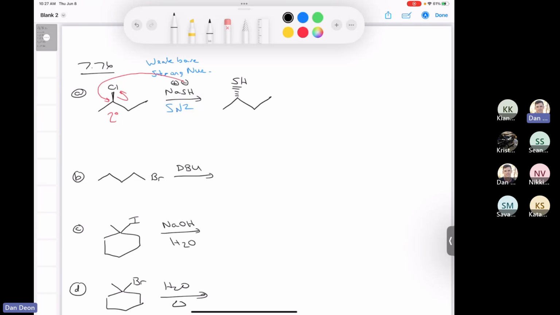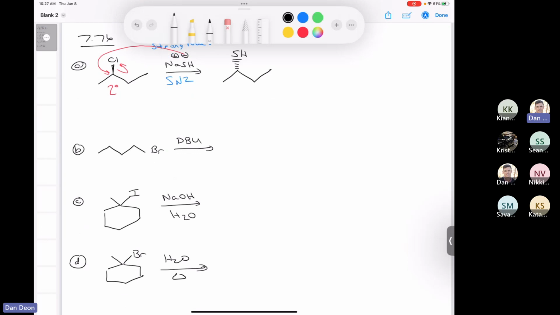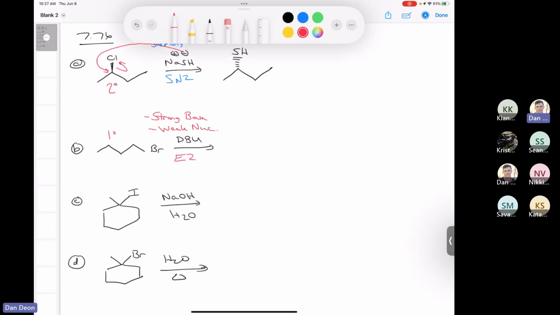The next one, we have a primary alkyl halide. So this is primary. We have DBU, which is a strong base, but it's a very weak nucleophile. So there's going to be no SN2. It's only going to be E2 in this case. And the only beta proton we have, if this is our alpha proton, the only beta proton is this one here.